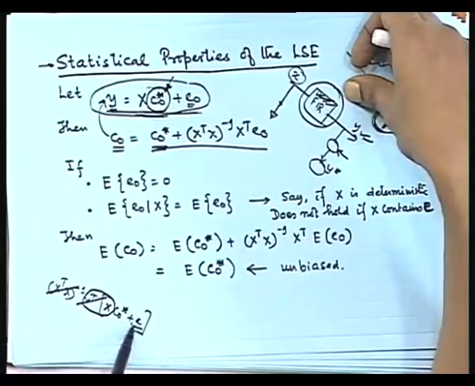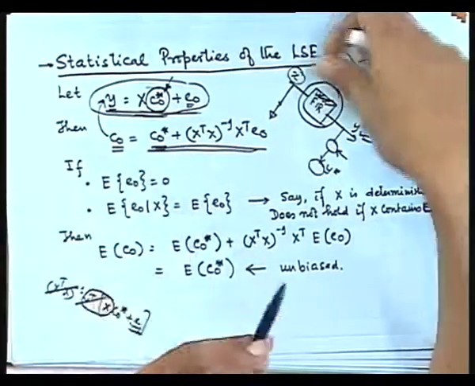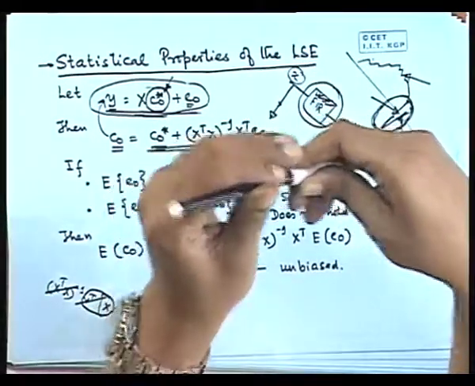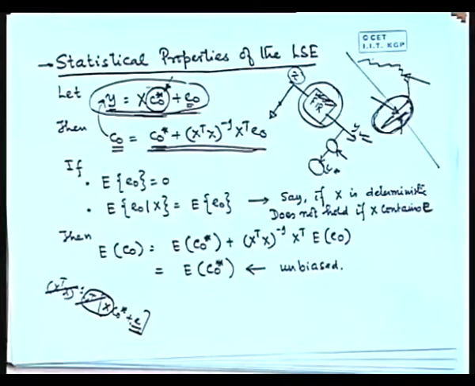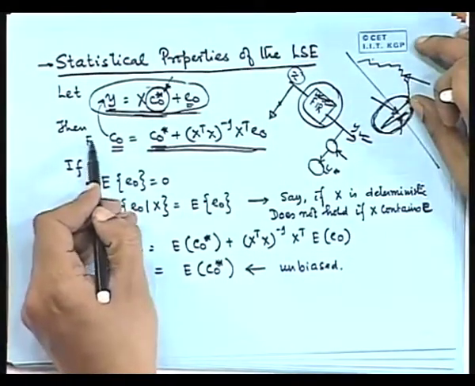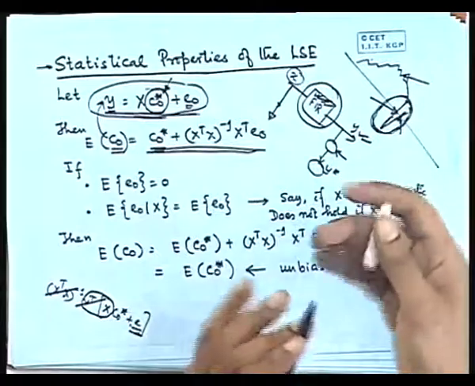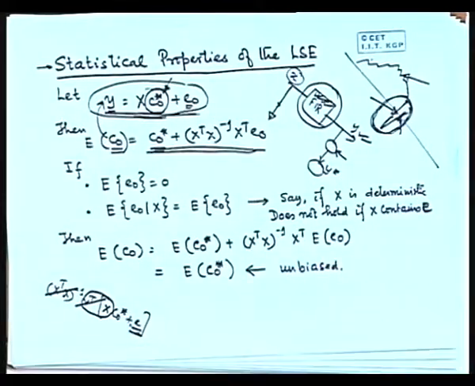And then this multiplied by this. So you get this equation. So now we ask the question: what is the expectation of C0 star? Now, this expectation is over what? Expectation is always over a random process. Which is the random process here?